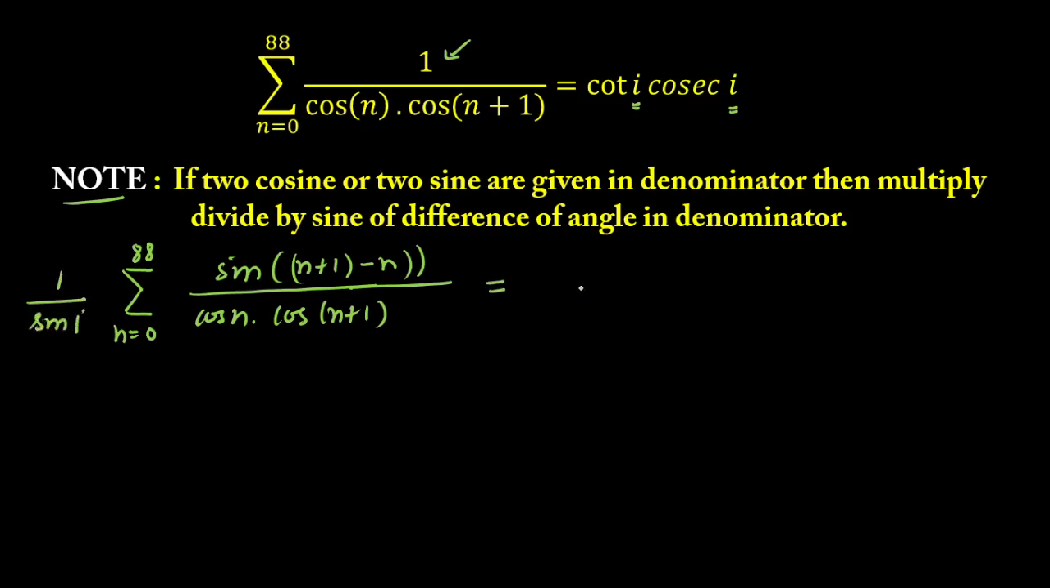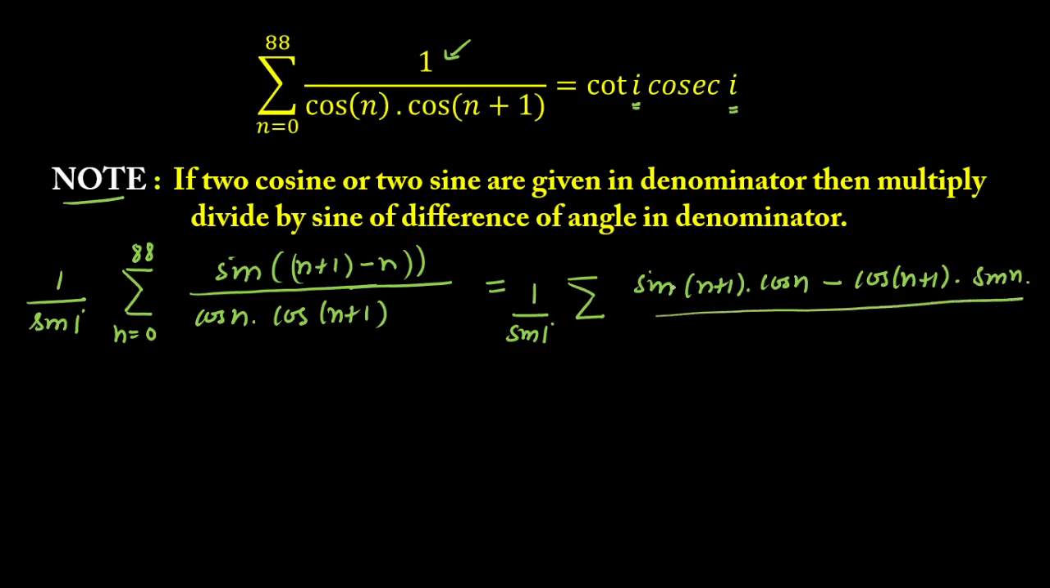Now let's rewrite this as a summation, with 1 upon sine 1 degree outside. Now I'll open this sine of a minus b by applying the compound angle formula. Sine of n plus 1 minus n is sine of n plus 1 multiplied by cos of n, minus cos of n plus 1 multiplied by sine of n, the whole divided by the same thing, that is cos of n multiplied by cos of n plus 1.